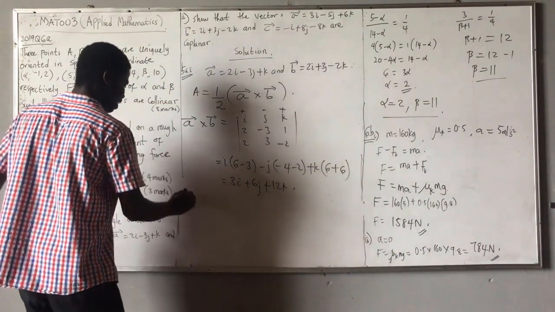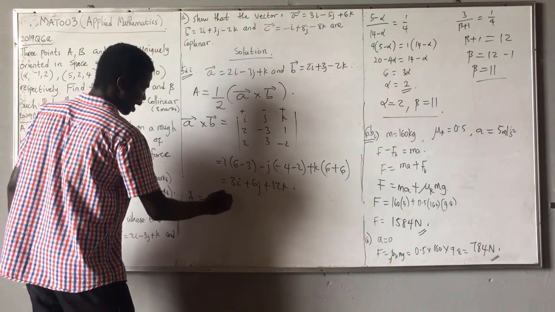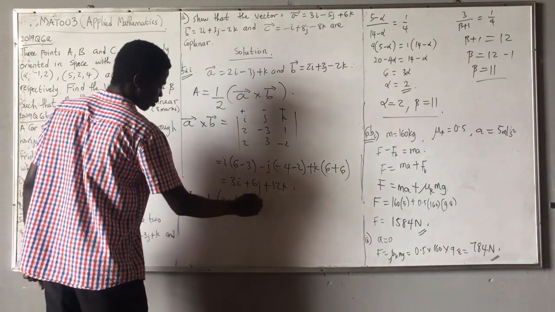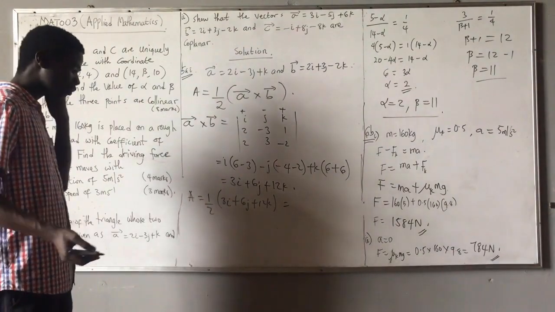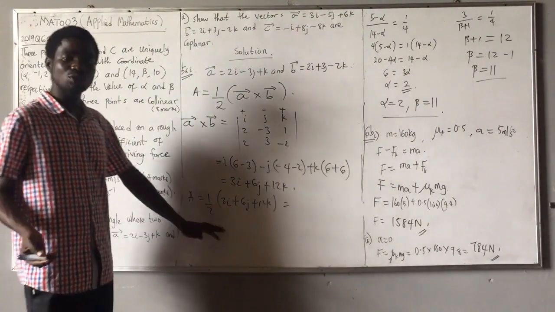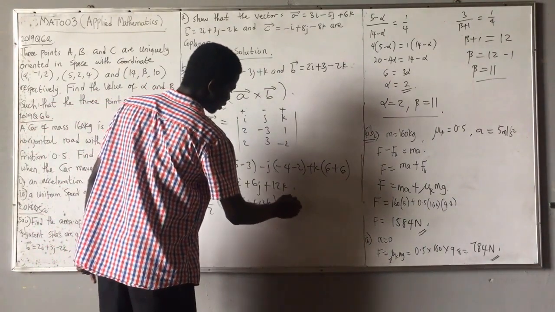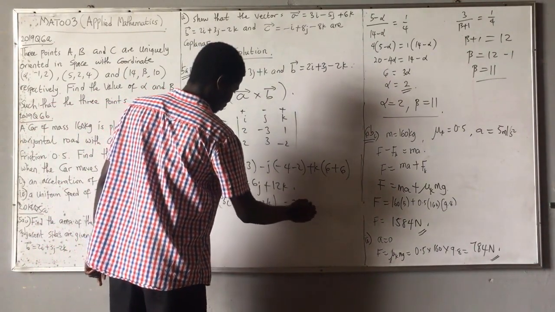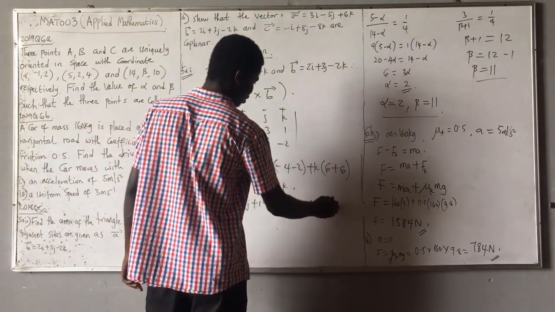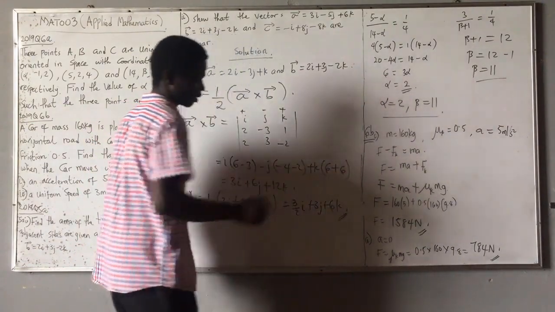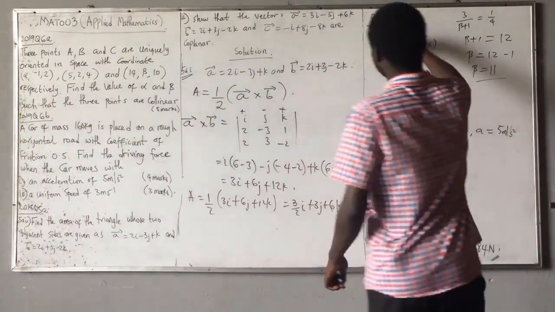So that means the area will be equal to 1 over 2 times 3I plus 6J plus 12K. And that will be the answer. Or you do it this way, you use this 1 over 2 to multiply through, so that you have 3 over 2 I plus 3J plus 6K. That is the answer to this question. Now the next one.